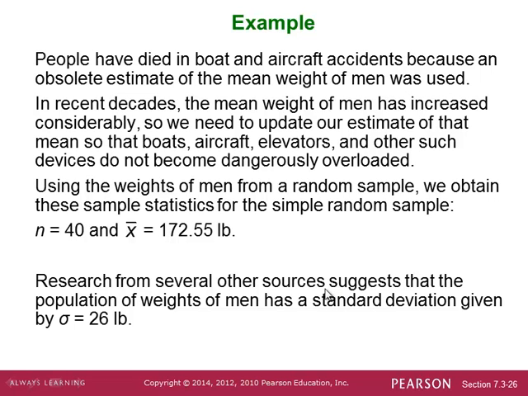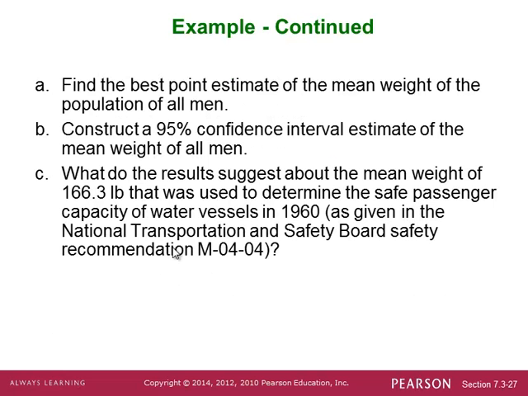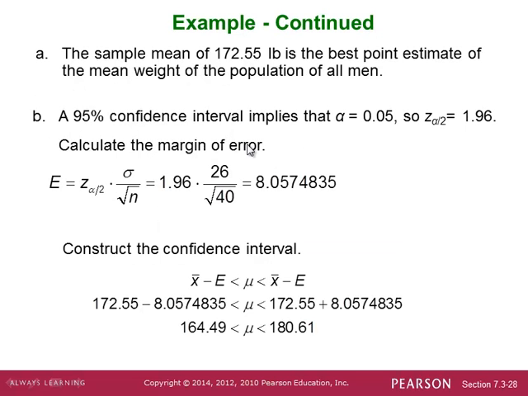And based on some research that we've done in the past, or looking at other people's research, we're going to go with a known or previously estimated standard deviation, sigma equal to 26 pounds. Okay? So we're going to go through the same steps that we've done for the previous problem. We're going to calculate the point estimate, confidence interval, and then we'll answer this question.